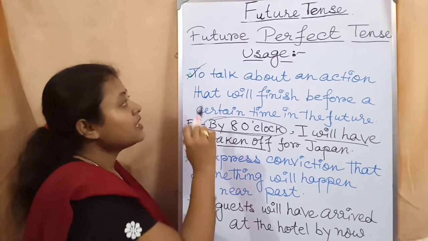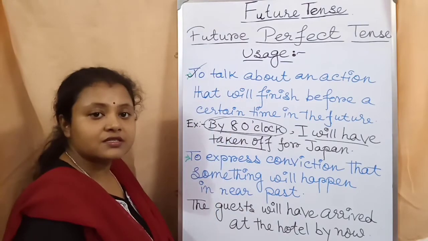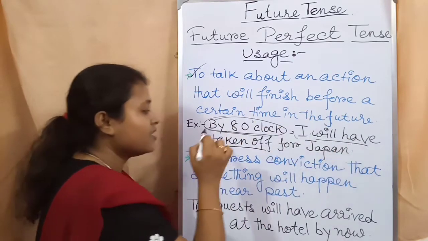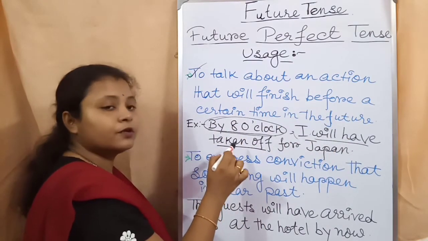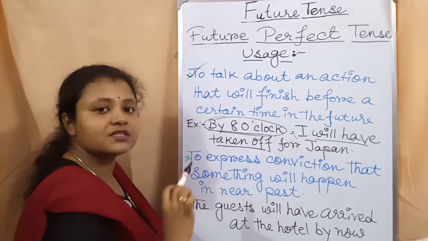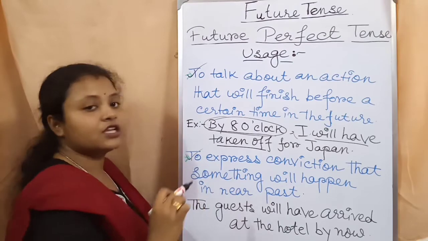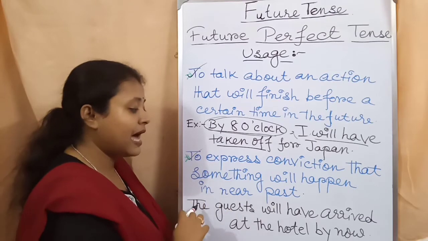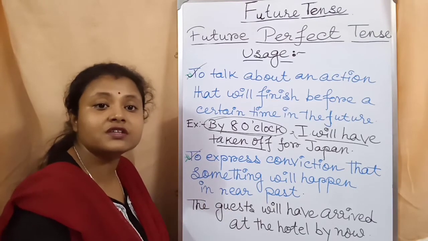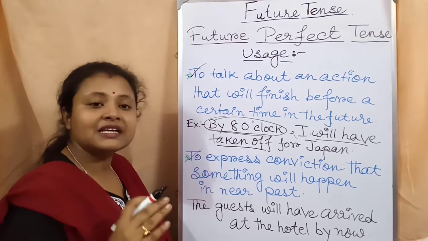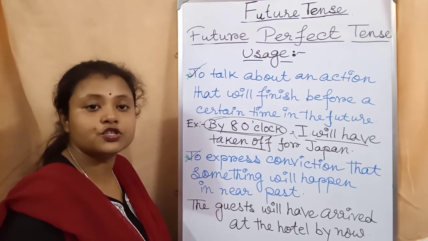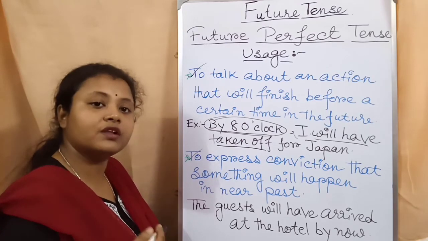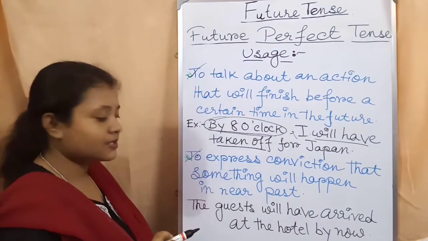Okay, so here I have used future perfect tense. After the subject, I have used will, then have, then the past participle form of the main verb, then the rest of the sentence. Now come to the second usage: to express a conviction that something will happen in the near past. You have that confidence, that conviction in yourself that another action will happen in the near future. In these types of sentences, we will also use future perfect tense.